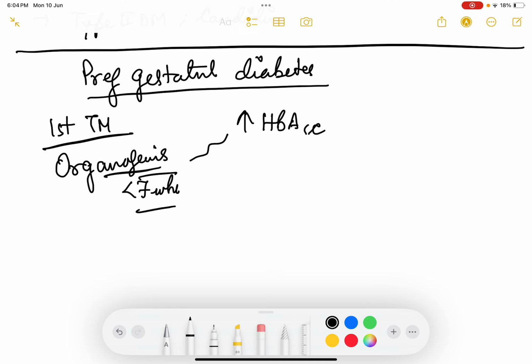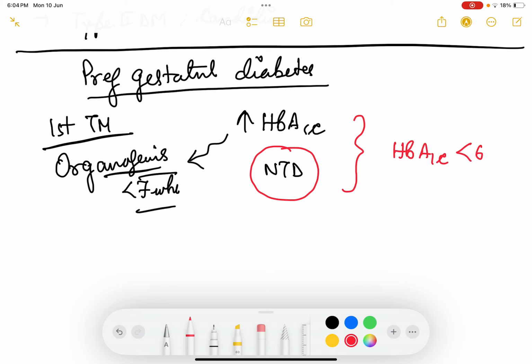So organogenesis will not occur properly and there will be midline defects in the baby, that is neural tube defects, NTD. So neural tube defects are very common in mothers who were already pre-gestational diabetes. So what is the incidence of congenital malformations? Remember, if HbA1c is less than 6.5%, then the chances of congenital malformations is 2 to 3%, which is the baseline congenital malformation risk in our Indian population.